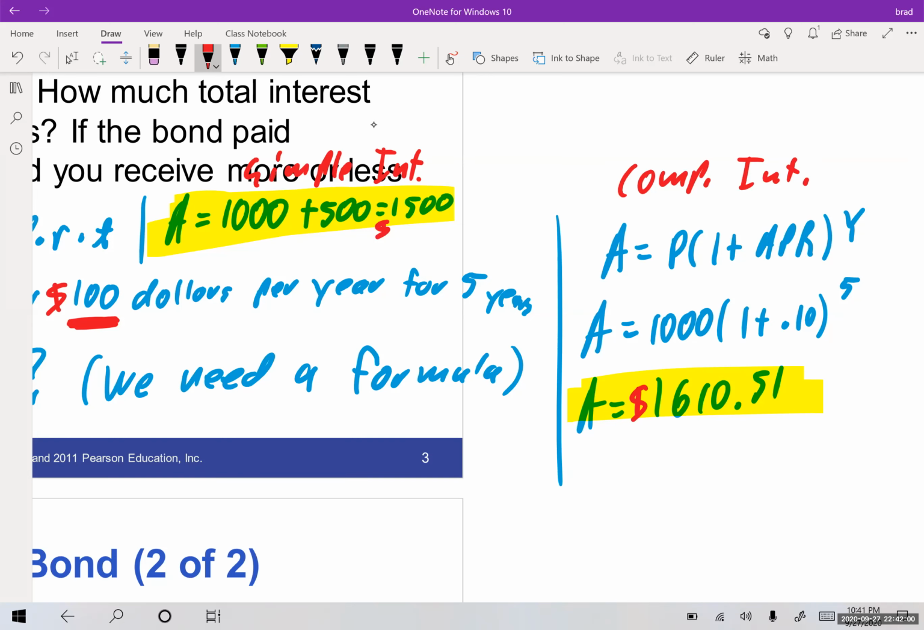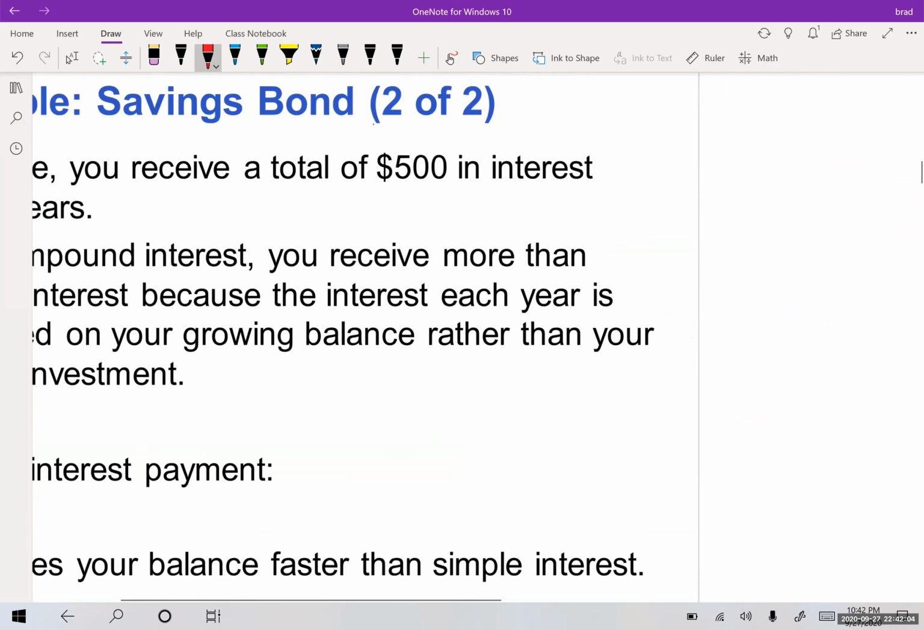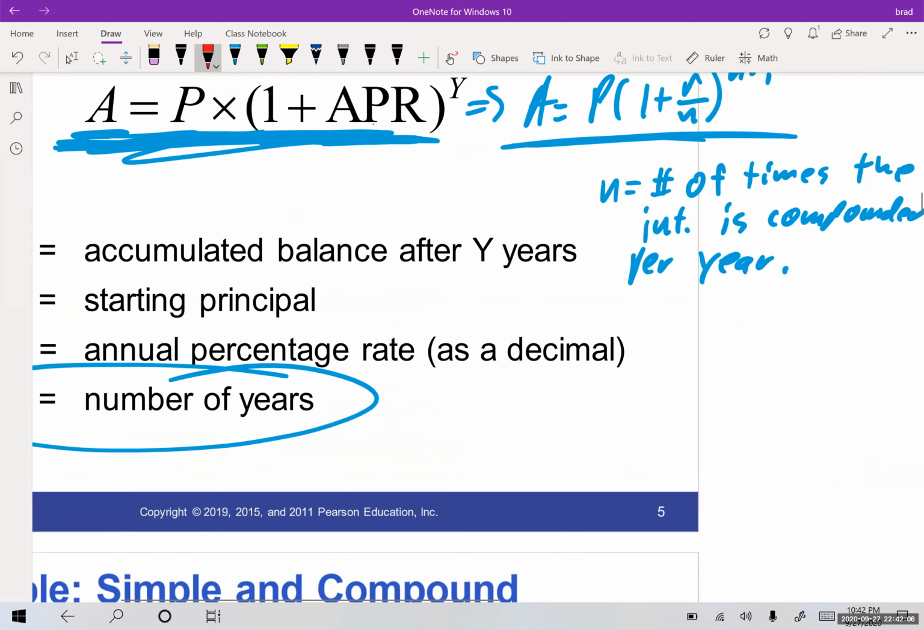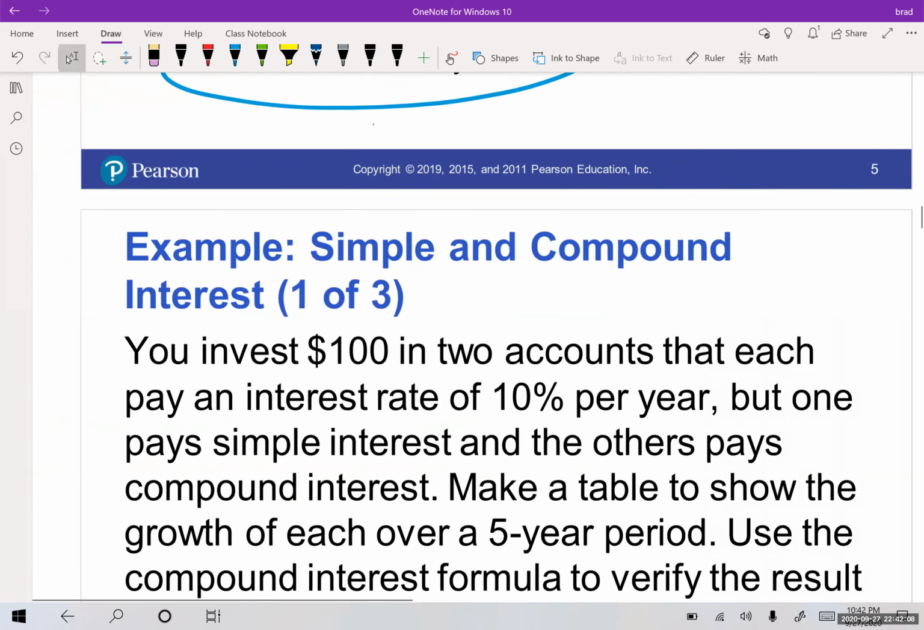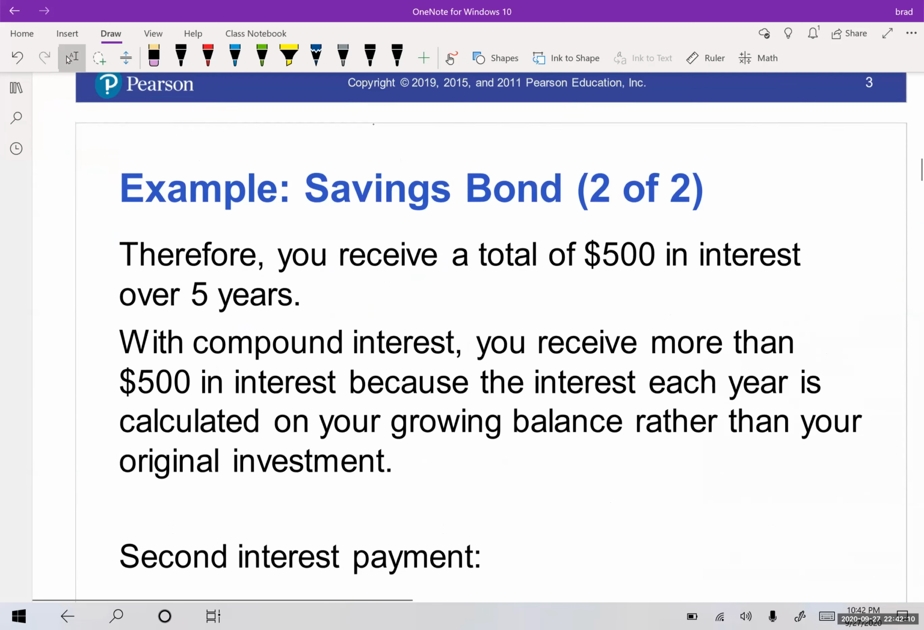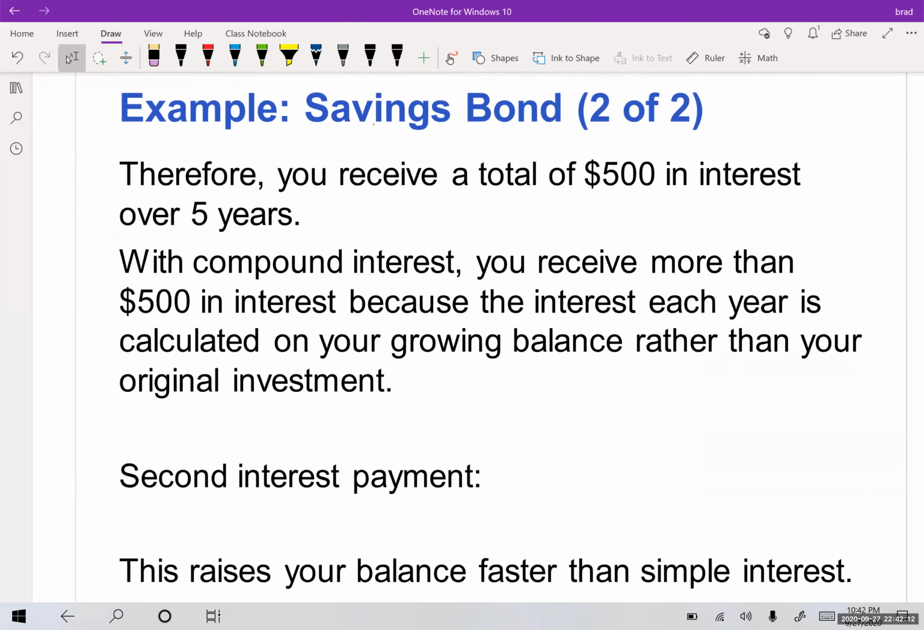So here's basically what compound interest is saying. Let me see if it says it here. Yeah, so this is a good example. So I just want to go through this. It says, therefore, you receive a total of $500 in interest over 5 years. With compound interest, you receive more than $500 in interest because the interest each year is calculated on your growing balance rather than your original investment.